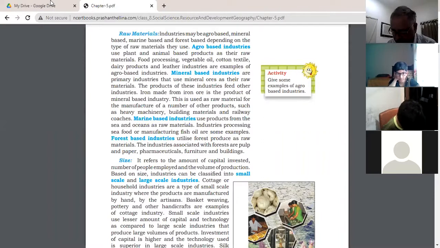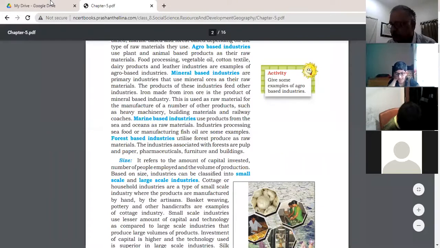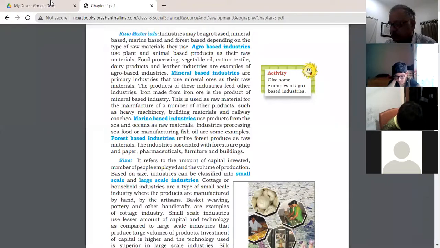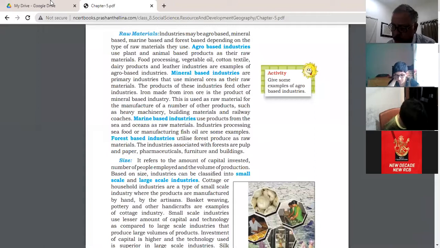Marine-based industries use products from the sea and oceans as raw materials. Industries processing seafood or manufacturing fish oil are some examples. Forest-based industries utilize forest produce as raw materials. The industries associated with forest are pulp and paper, pharmaceuticals, buildings.